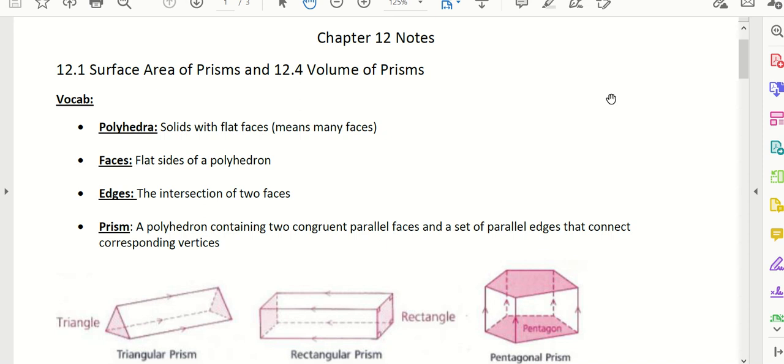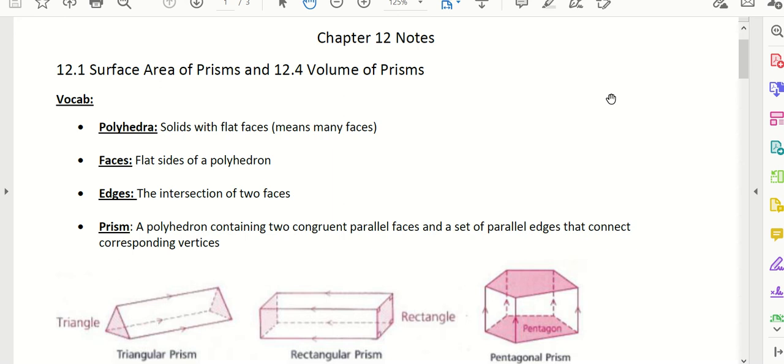Monday, asynchronous learning. We're starting with chapter 12. Today's sections are 12.1 and 12.4. We're talking about prisms. 12.1 is the surface area of prisms, sometimes referred to as the area of prisms. 12.4 is the volume of prisms.